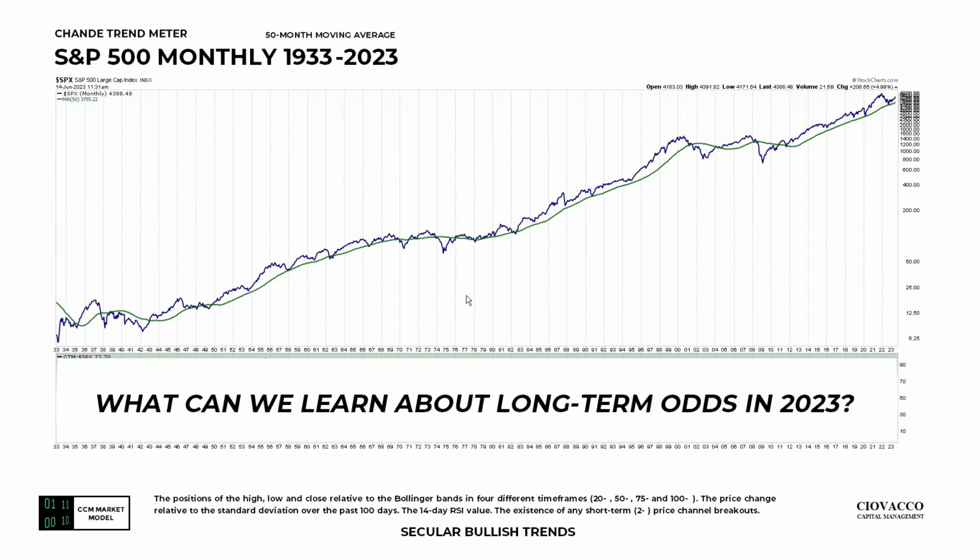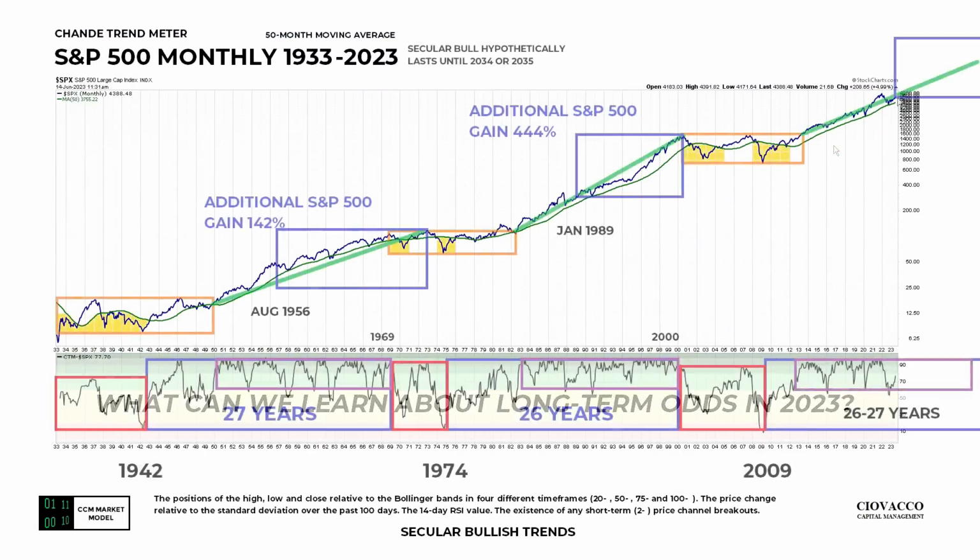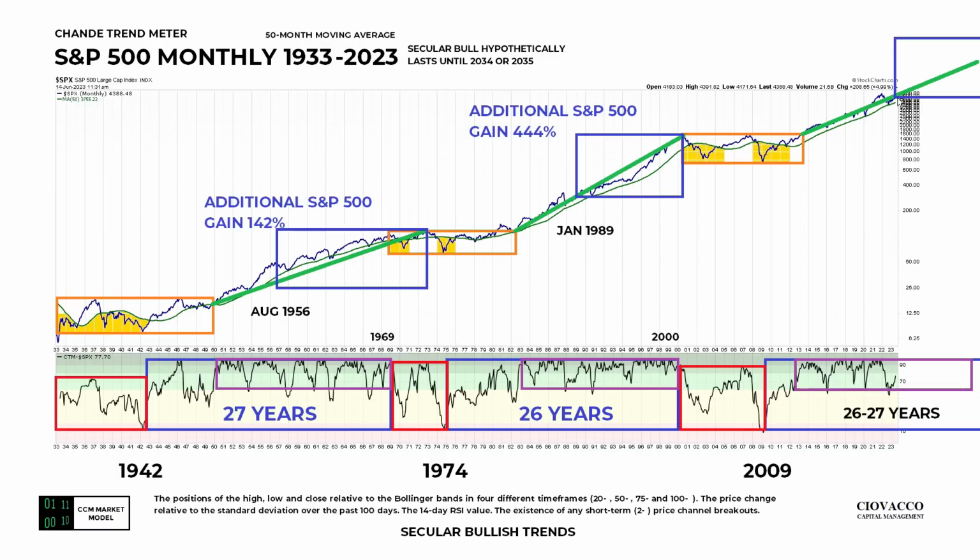In last week's video, we updated the secular trend thesis in detail and made a factually based argument that the present day could be similar to August of 1956 in the context of a secular trend. Additional upside from August 1956 into this peak here was 142% in the S&P 500.